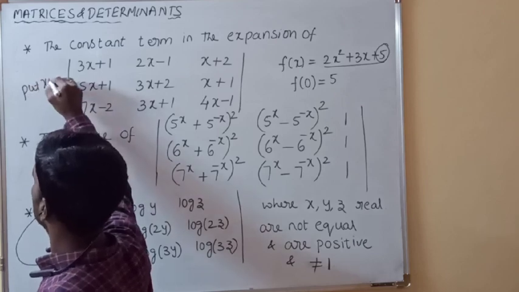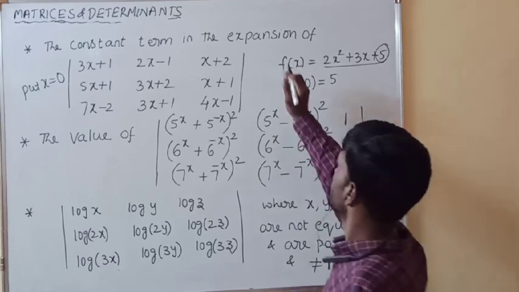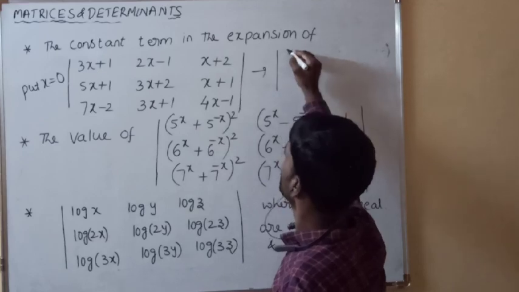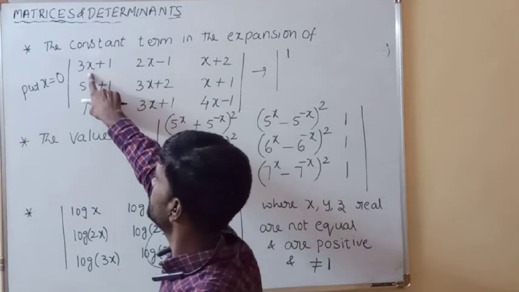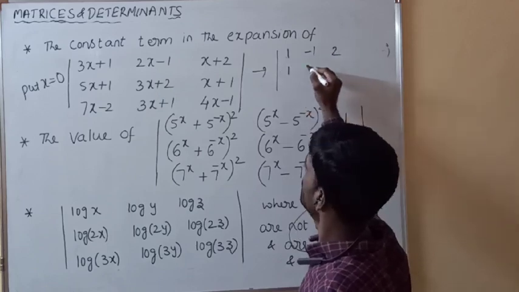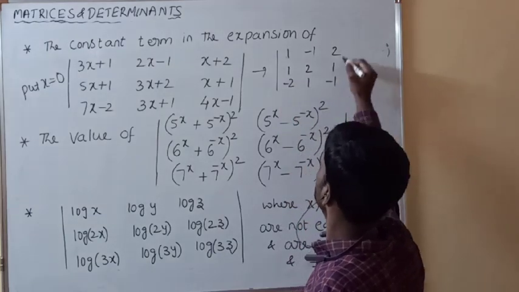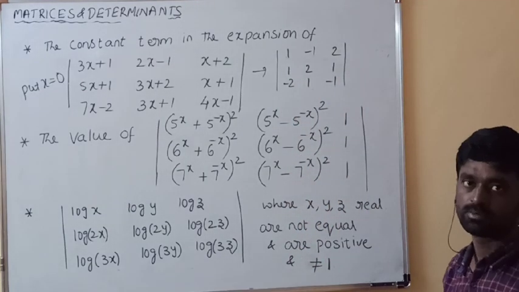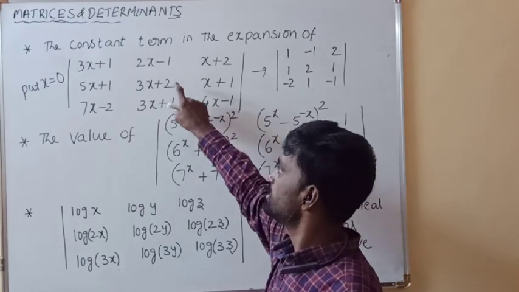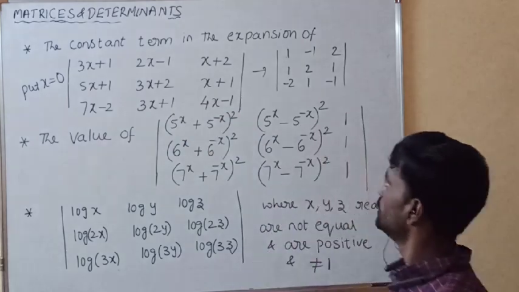You put x is equal to 0. And what will you get if you put x value zero? The determinant of 1, 3 into 0, 0, 0 plus 1, 1, next to minus 1, 2, here 1, 2, 1, next to minus 2, 1, minus 1. So just expand this determinant. Whatever number you get, that number is the constant term in the expansion of this determinant. Okay, so you can expand this determinant.